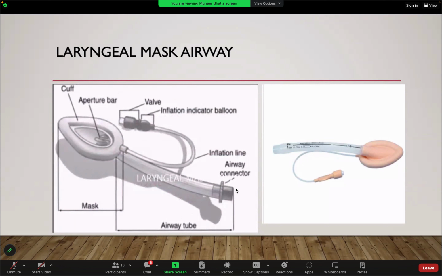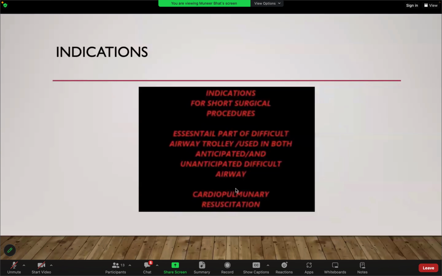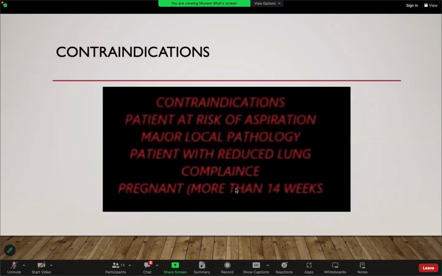But the only thing is that it is not a definitive airway, it is not going to prevent the patient from aspiration, but yes, it is going to rescue the patient from respiratory arrest. Or if you are not expert in putting the endotracheal tube, you can use this laryngeal mask airway. Now, indication: short surgical procedures, we can use it. It's a part of difficult airway management. For example, if I'm not able to put the endotracheal tube, I can use this laryngeal mask airway. It can be used for cardiopulmonary resuscitation.